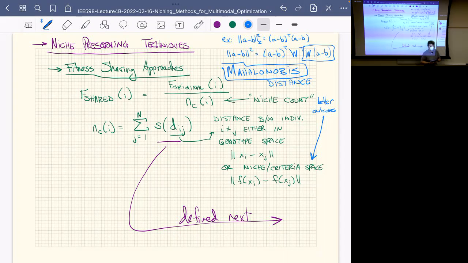Yep. All right, so any other questions about this general idea of niche counts, like methods for doing niche counts? Let me see, I think there's a question online.